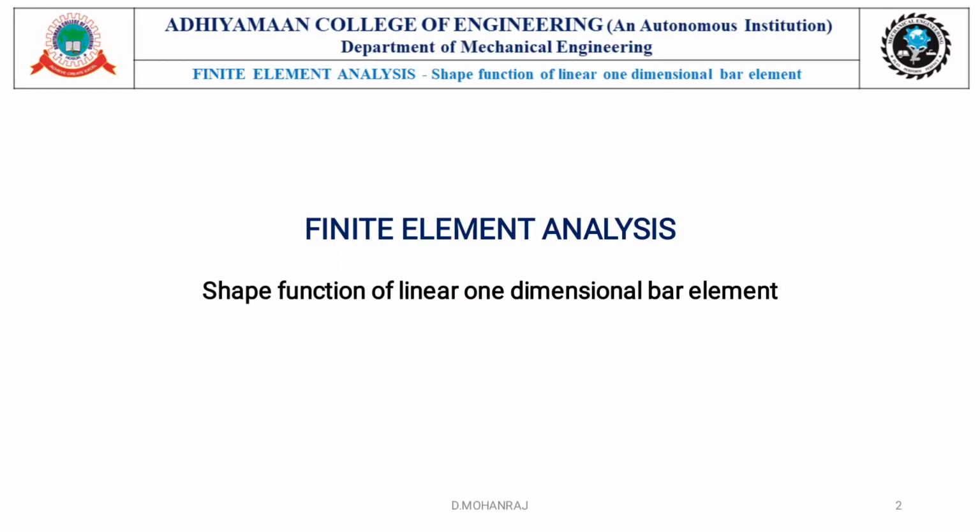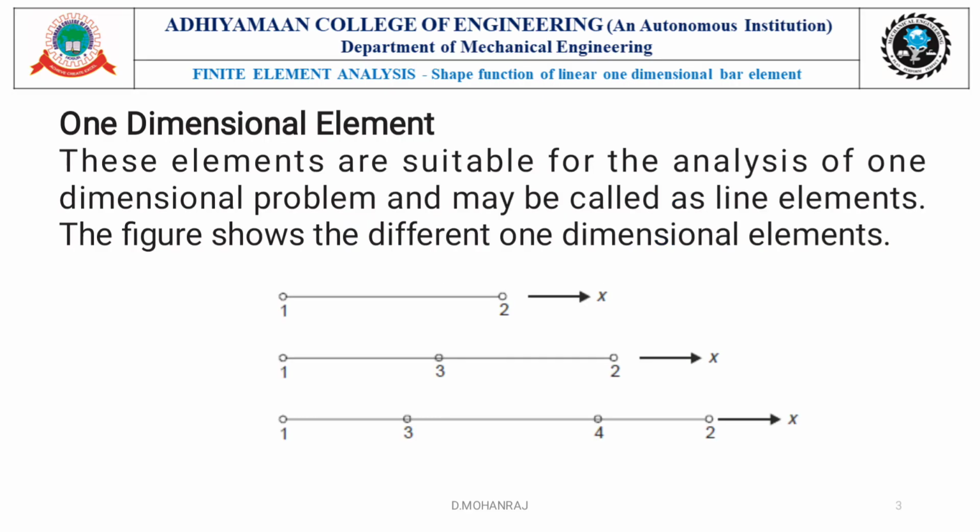In this video, I am going to explain the shape function derivation of the linear one-dimensional bar element in finite element analysis. One-dimensional element. This one-dimensional element is also called a line element, since these elements are used in one-dimensional problems. And some of the one-dimensional elements are shown here.